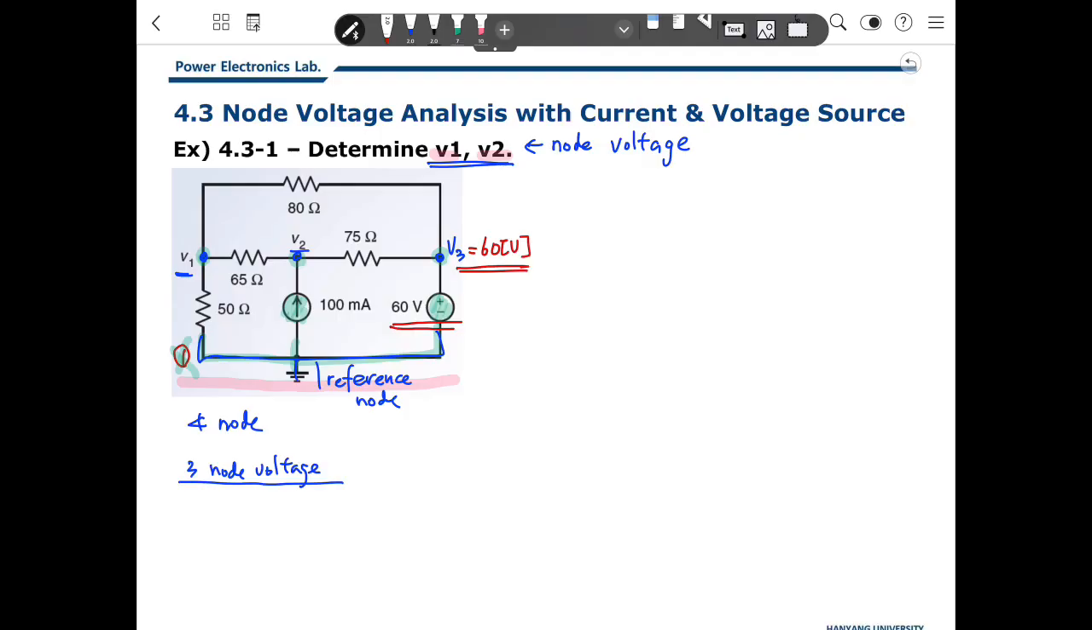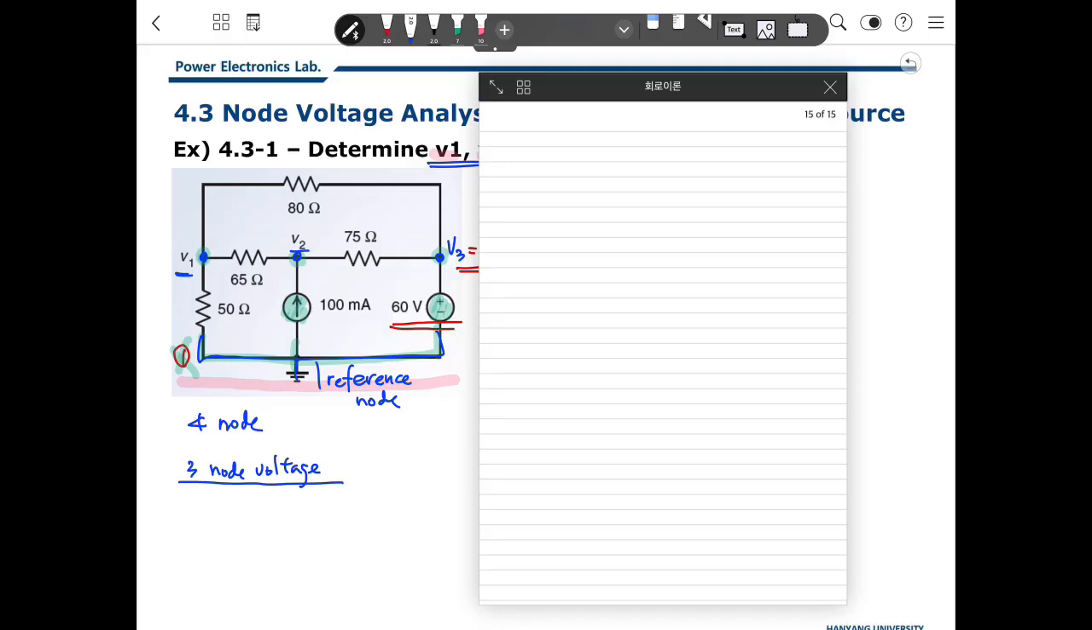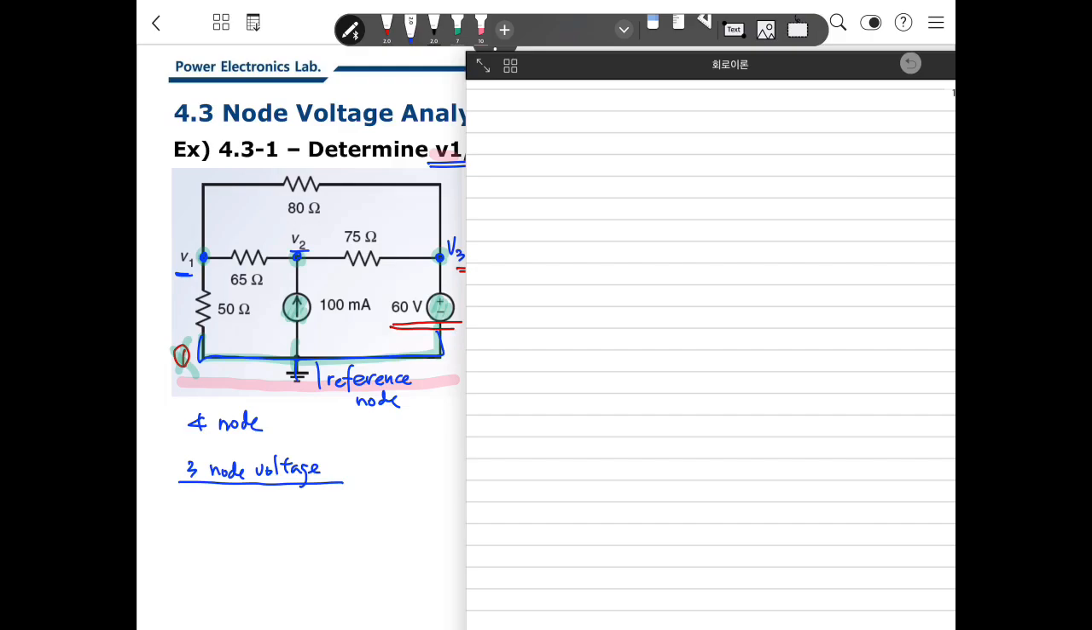So we can get the V3, we need more space, so we'll do it here. So V3 is 60 volt. So V1 and V2 need to be calculated here. So what should we do? First, the element current. We should define the element current.